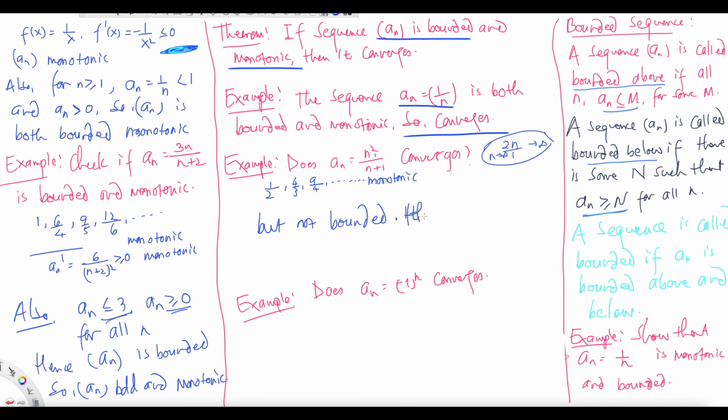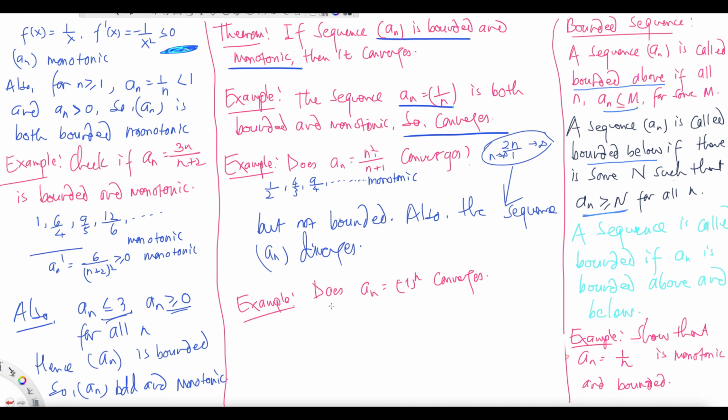Hence, the sequence diverges. Because we know that it diverges, a divergent sequence may be either non-monotonic or non-bounded. Instead of hence, it is better to say it this way. Also, we know from this method that the sequence a_n diverges. So the idea here is, if a sequence is both monotonic and bounded, it converges.